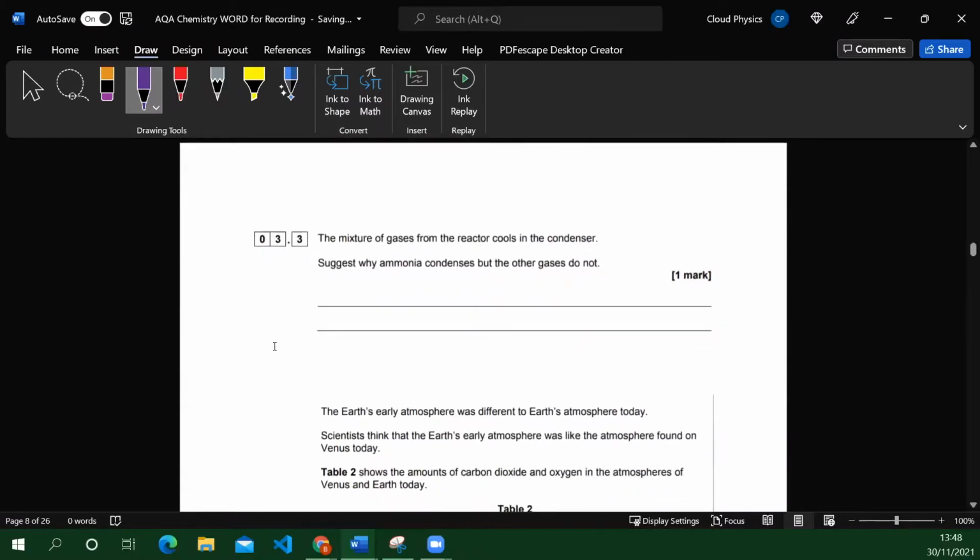Okay. The mixture of gases from the reactor cools in the condenser. Suggest why ammonia condenses, but the other gases do not. Because ammonia has a higher boiling point. It's a bit like the fractionation column, really, for oil. So of the fractions of gases for oil. So it has a higher boiling point.